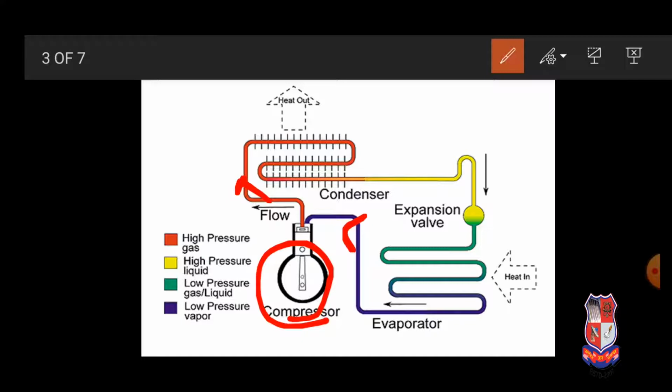In condenser, high pressure, high temperature vapor refrigerant is cooled and condensed. While passing through the condenser, it gives up its latent heat to the surrounding by condensing medium which is normally air or water. After condenser, we get high pressure, high temperature liquid refrigerant.